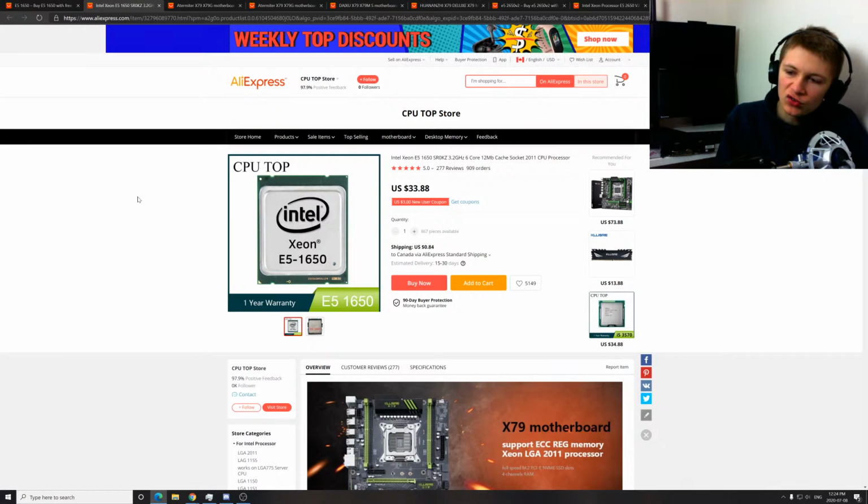Yes, E5-1650 does run hot, but in a Dell T3600 motherboard where the cooler is actually pretty decent, it'll run cool enough. It'll run under 80 degrees. When I say 80 degrees, it'll run at about 76, 78 degrees, which is perfectly well in spec.